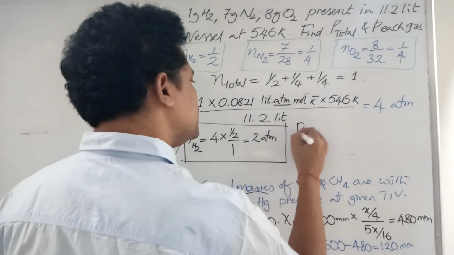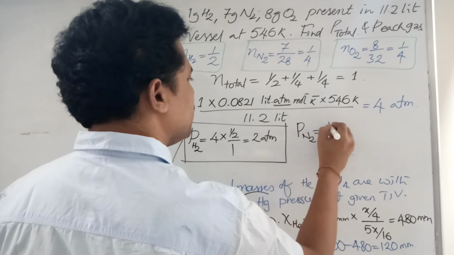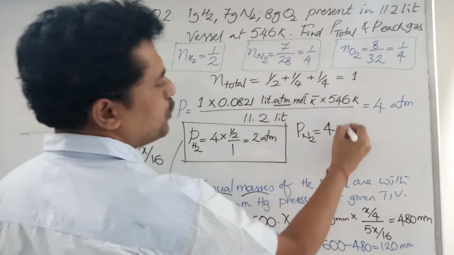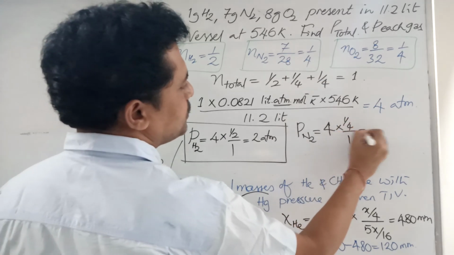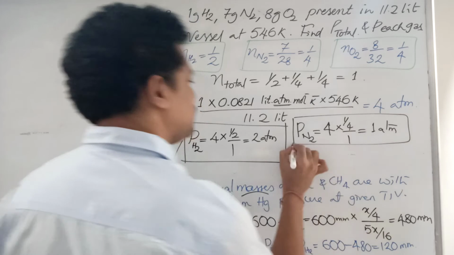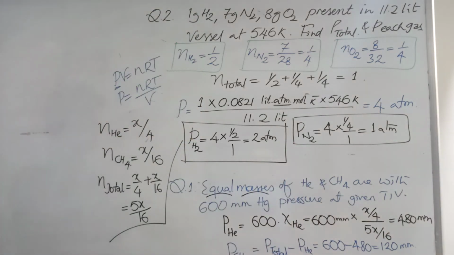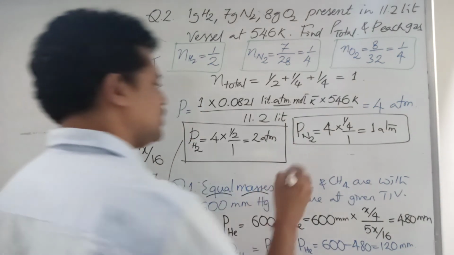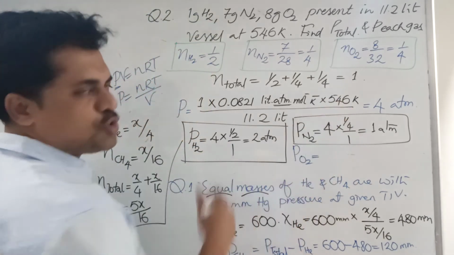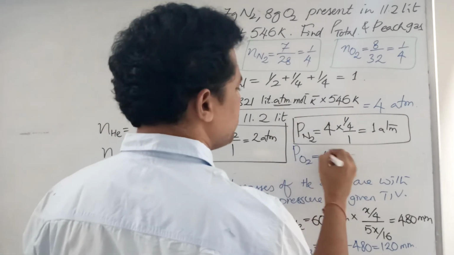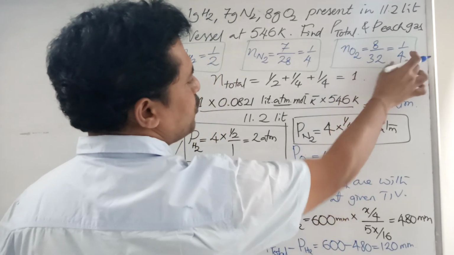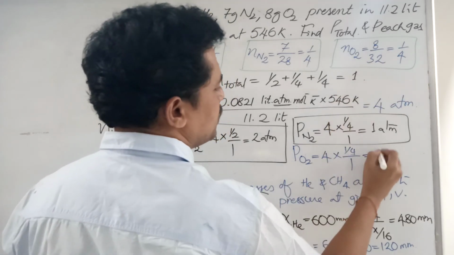Partial pressure of nitrogen: total pressure 4 atm, number of moles of nitrogen 1 by 4, by 1, so 1 atm. If you want the pressure of oxygen, you can take the total pressure minus these 2 pressures. Otherwise, with this formula, 4 into 1 by 4 by 1: the number of moles of this is again 1 by 4, total moles is 1. So this is also 1 atm.